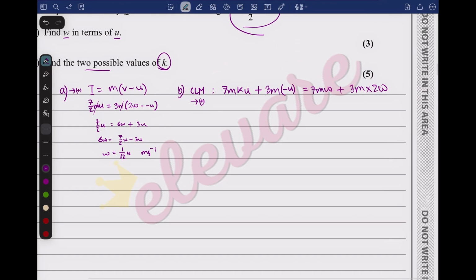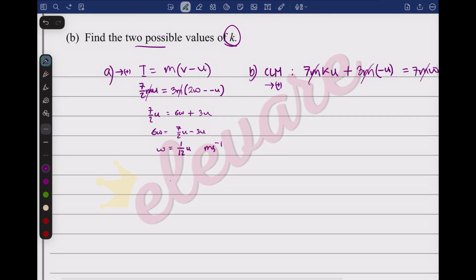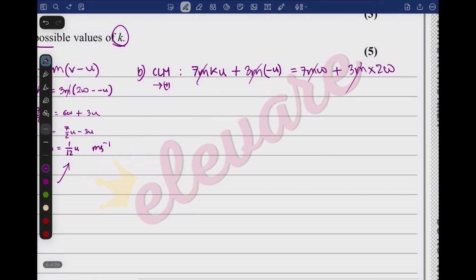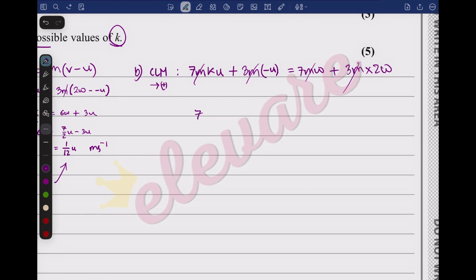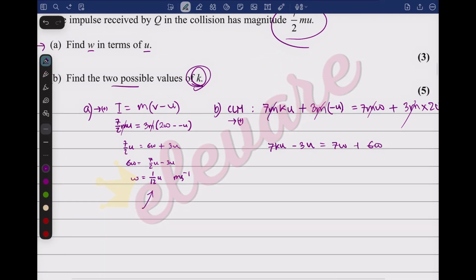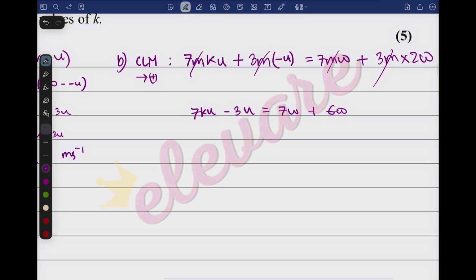Okay, that's it. We have the equation. And now we can also cancel out all the m's here. And keep in mind, we do have w in terms of u, so we could use this here somewhere. 7ku minus 3u equal to 7w plus 6w. Okay, so what do we need? We need the value of k. So let's make k the subject. I hope that makes sense.